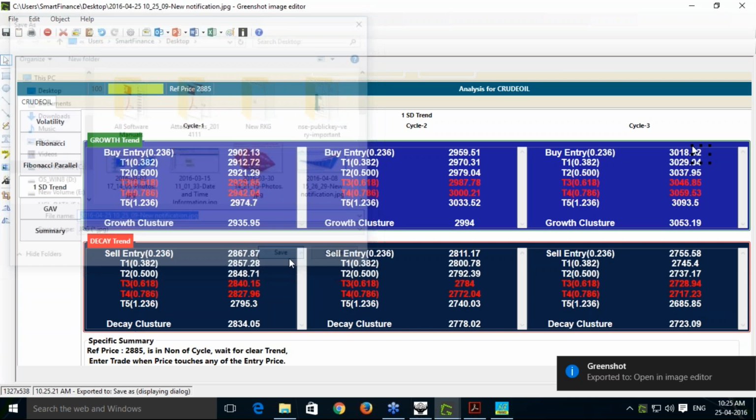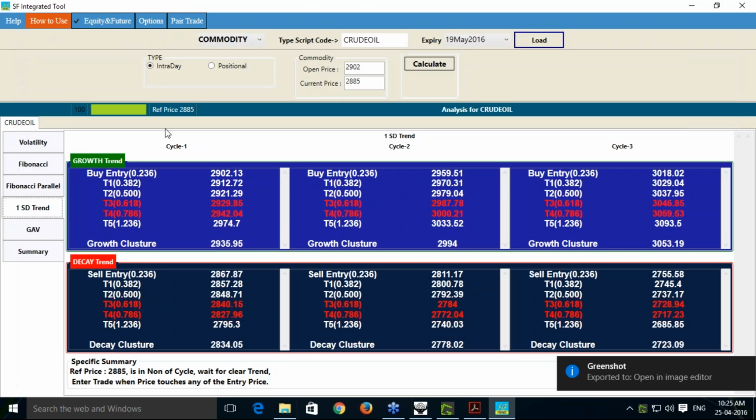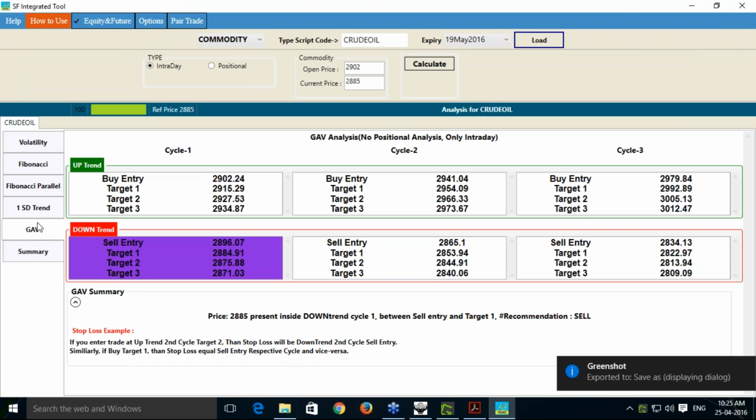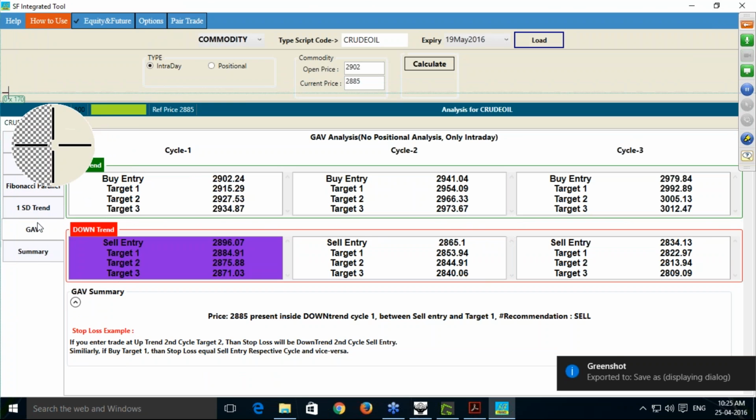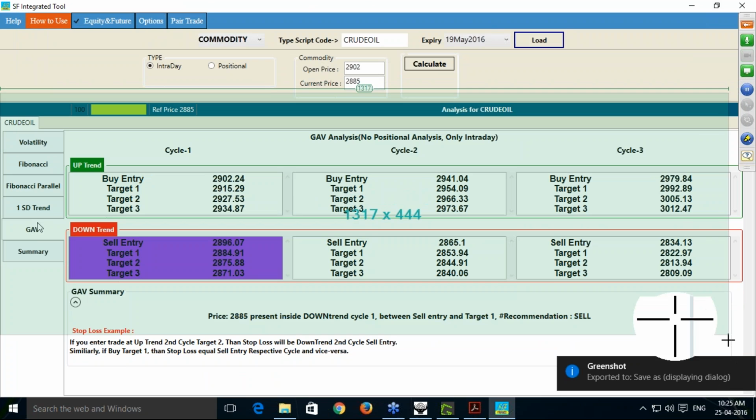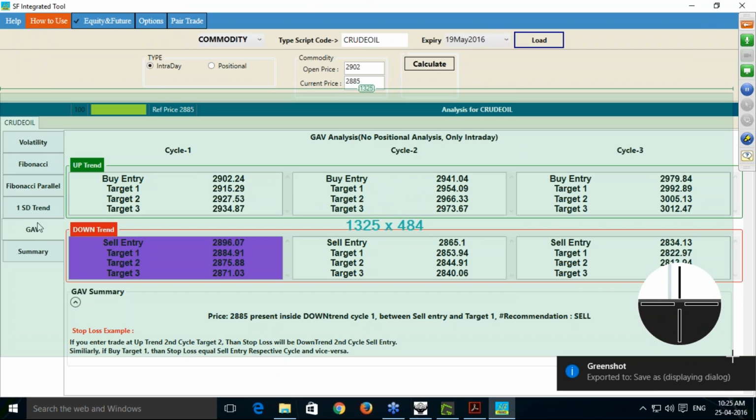I have told you already, commodity is a difficult instrument to hedge. You cannot hedge it, you just have to go with the stop loss. And this is what is given by GAV analysis. So GAV analysis gives you this particular thing.